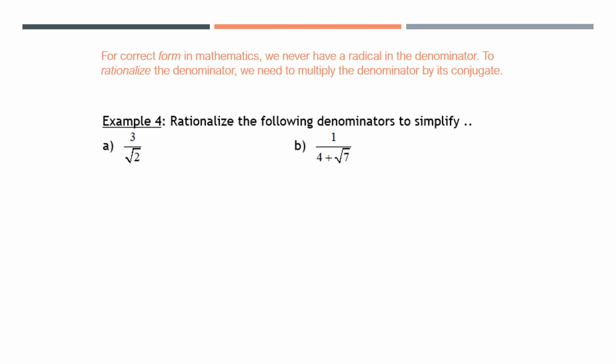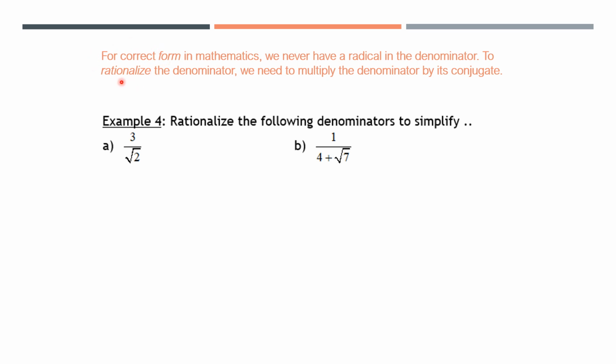This is our last slide. For correct form in mathematics, we never have a radical in the denominator, like you see in the example below. To rationalize the denominator, we need to multiply the denominator by its conjugate. Okay, let's get back up here.